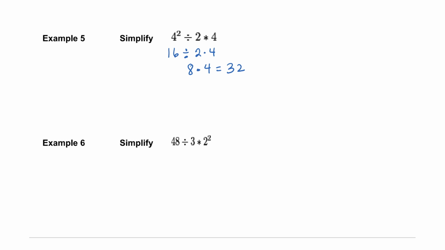Now in this case, we have example 6. We have 48 divided by 3 times 2 to the second. And you notice the exponent is on the way right. Well, you're still going to go ahead and start with that. So you have 48 divided by 3 times 2 squared, which is 4. So now you're going to go left to right, and you see we have 48 divided by 3. That is 16 times 4. And then the last step is 16 times 4, which is 64.